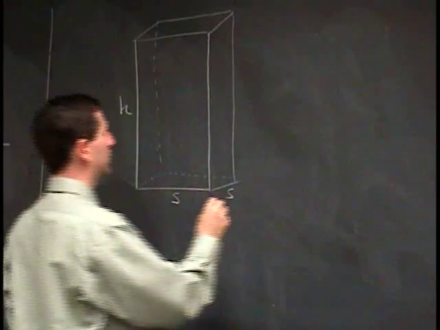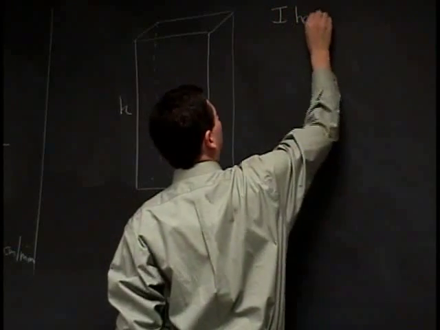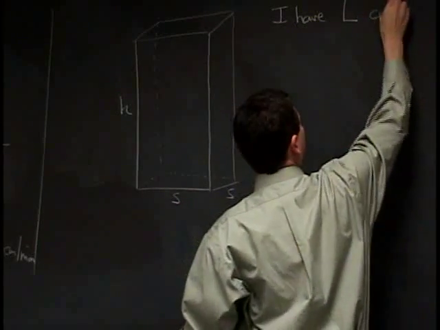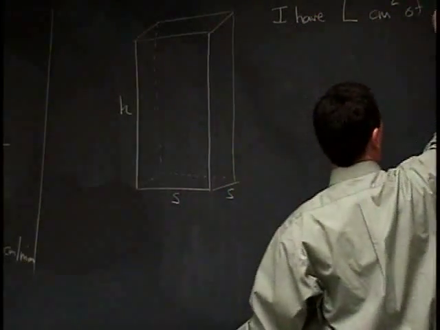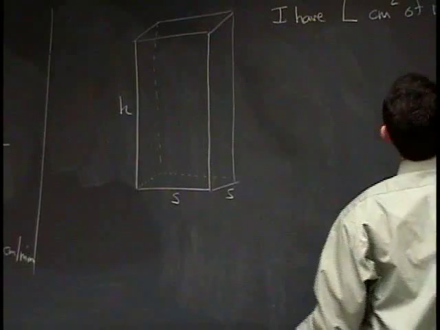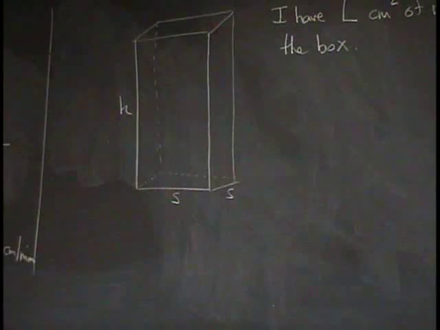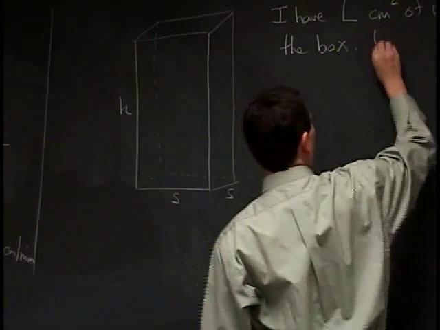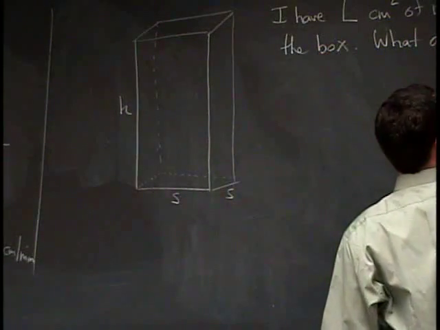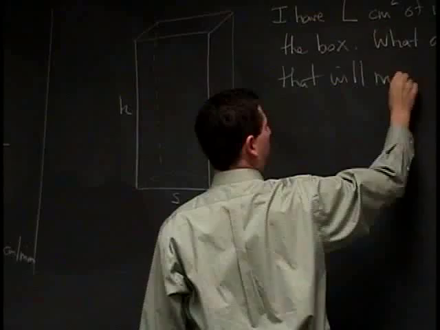And so here's my problem: I have, say, square meters of material to make the box. My question is, what are the dimensions that will maximize the volume?